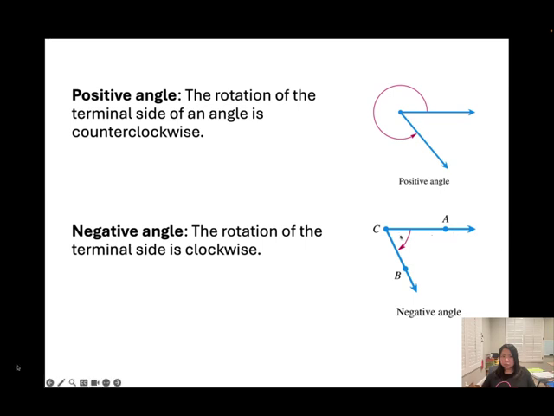And look at this example. We start at this side, so this is the initial side, and we end here, at the ray CB. So that would be the terminal side. And since we are going in the clockwise direction, this is a negative angle.